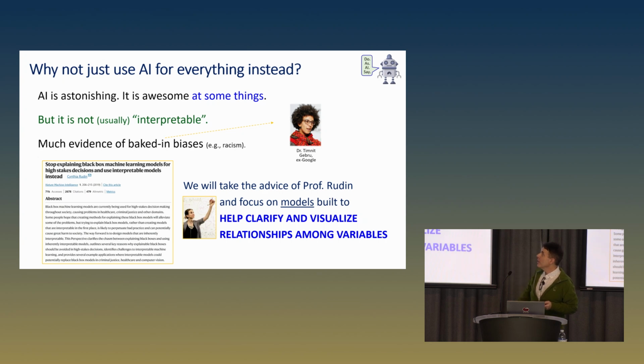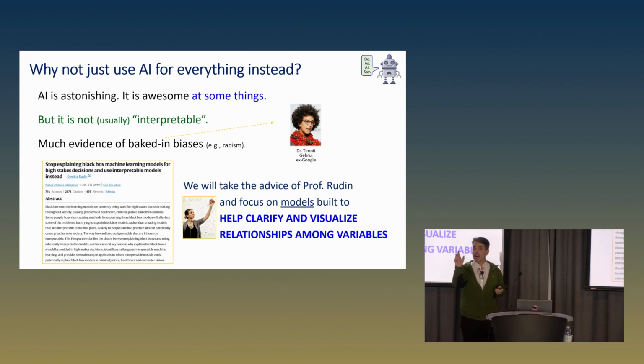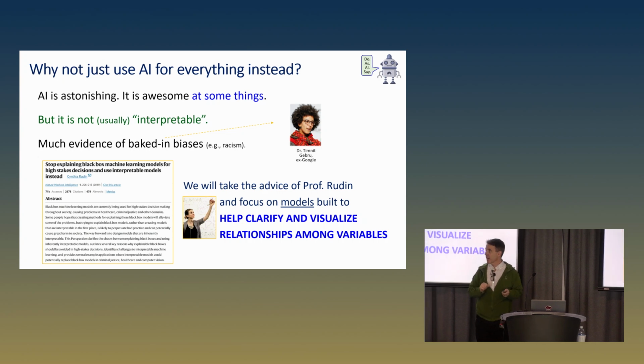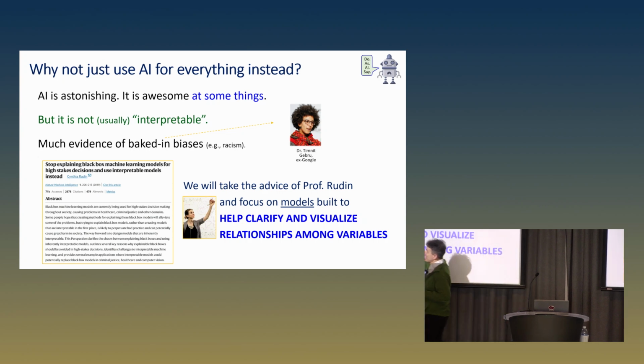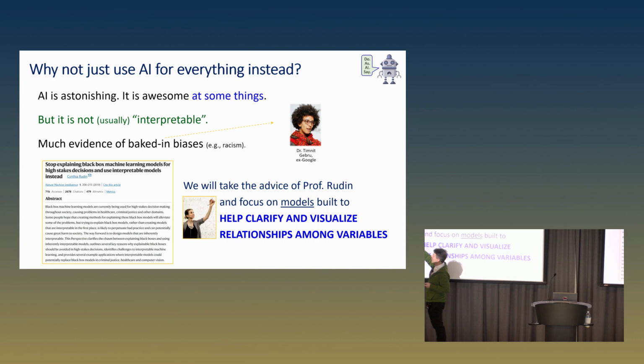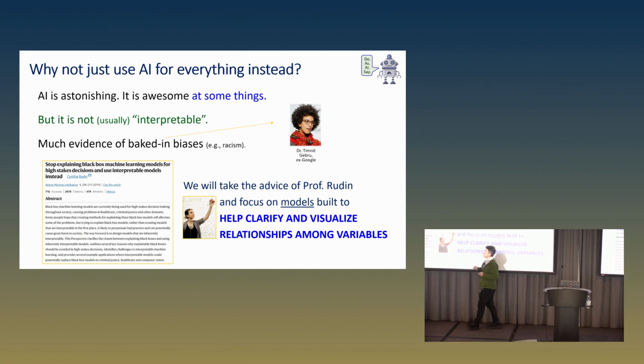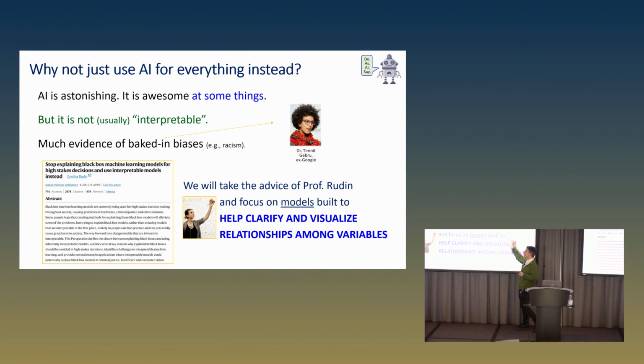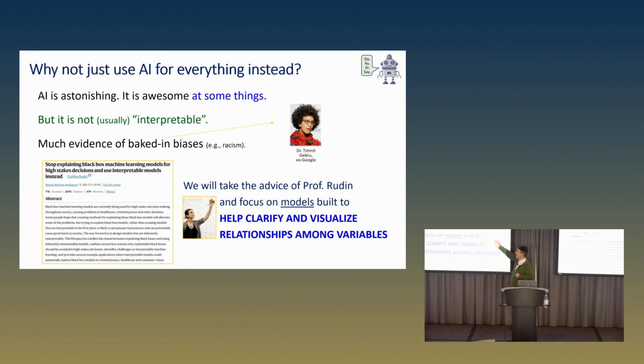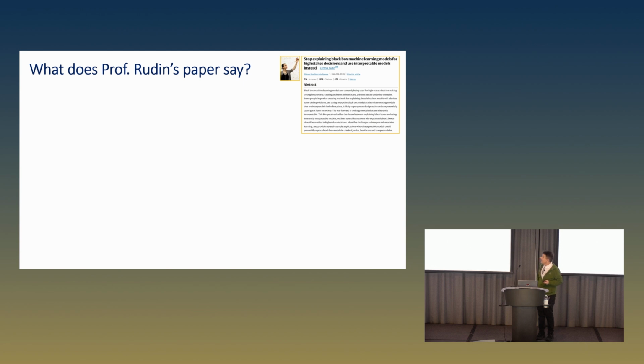I will take my cue from a paper that I would recommend that everybody have a look at, so much so that I actually uploaded it to our archive. I'll get there in a moment. It has a great name: Stop Explaining Black Box Machine Learning Models for High-Stakes Decisions and Use Interpretable Models Instead. We'll take the advice of Professor Rudin and focus on models built to help clarify and visualize relationships amongst variables. With that said, what does Professor Rudin's paper actually say?